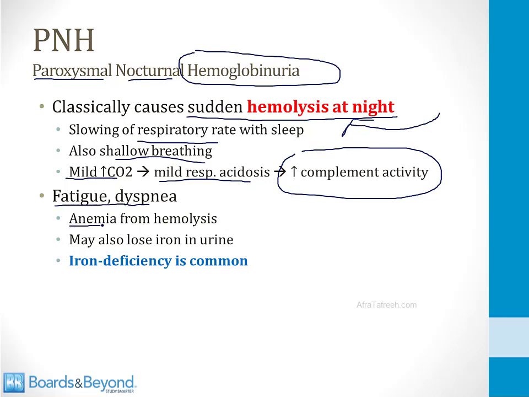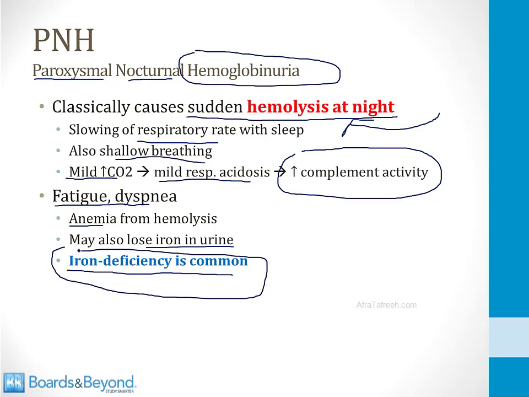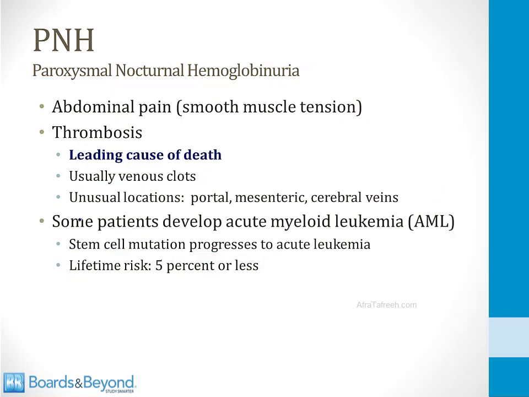When you hemolyze at night, over time you will become anemic. In addition, these patients often lose iron in the urine, and it's very high yield to remember this. Iron deficiency is a very common finding among these patients, and the need to replete their iron is an important part of treating the condition. If anemia were the only problem in PNH, it might not be so bad, but what makes this a serious disorder are two other features.